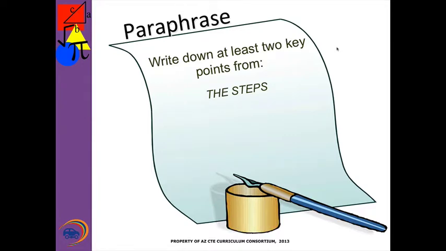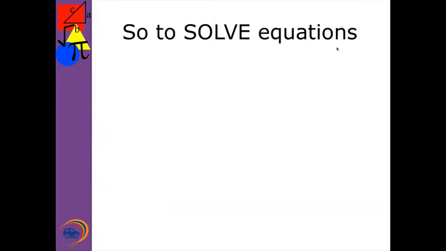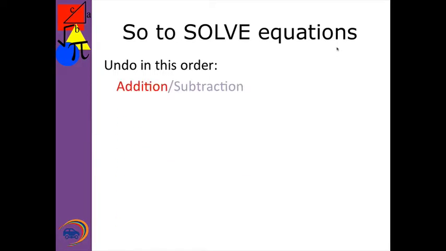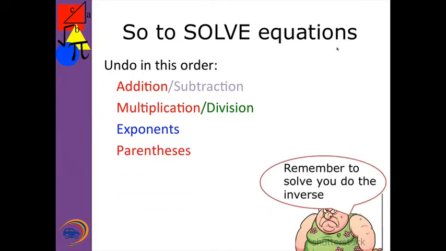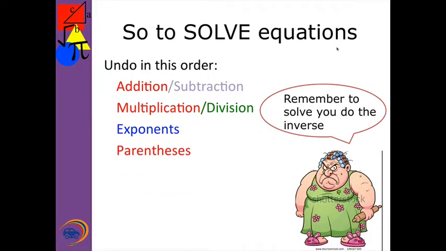Welcome back. All right, you summarize. So to solve equations, undo in this order. We're going to get rid of addition and subtraction first, then multiplication and division, then exponents, and then parentheses. All right, remember to solve, you always do the inverse, or she's going to hit you with a rolling pin.